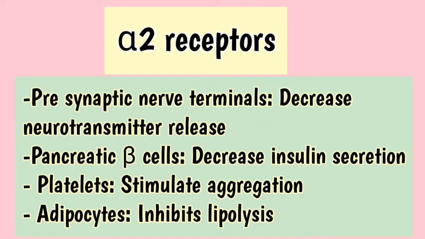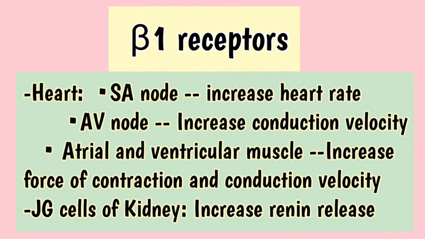Now alpha 2 receptors, which are mainly present on presynaptic nerve terminals, decrease the release of norepinephrine and other neurotransmitters both in the central and peripheral nervous system. Alpha 2 receptors are also present on pancreatic beta cells, and they decrease insulin secretion. They stimulate platelet aggregation and they inhibit lipolysis.